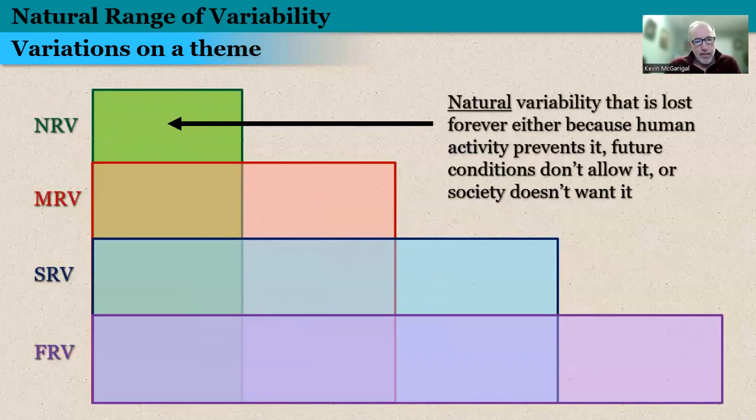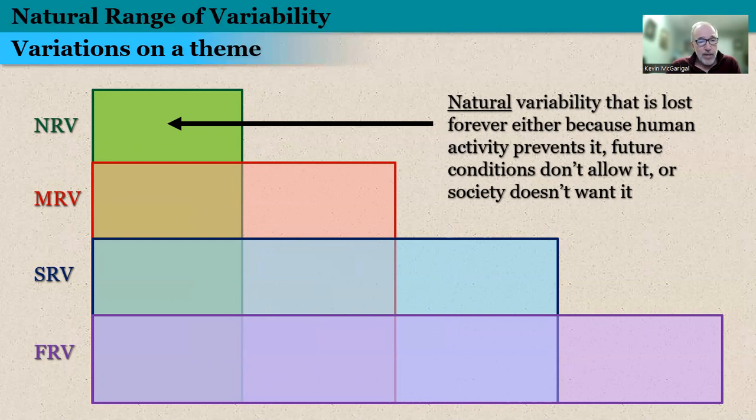So if we think about this Venn diagram as this series of overlapping boxes, where we have the NRV overlaid by the MRV, overlaid by the SRV, overlaid by the FRV, we can think about each of these partitions of this Venn diagram as representing a unique part of the variability in the system. So the first box up here that I've highlighted would be the natural variability that is lost forever, either because human activity prevents it, future conditions don't allow it, or society doesn't want it.